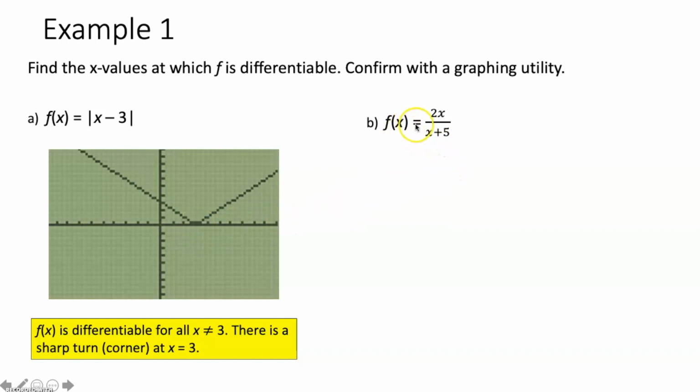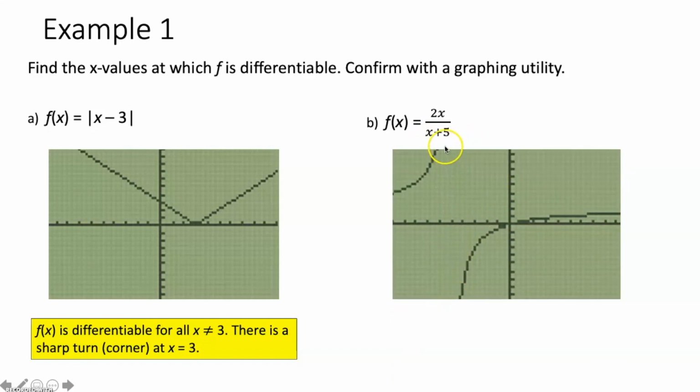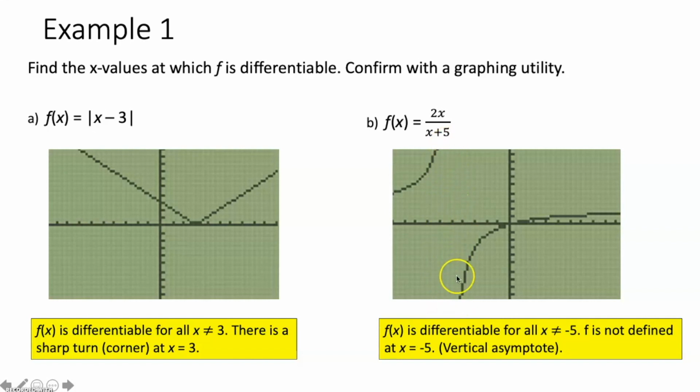Part B, we have f of x equal to 2x over x plus 5. This is a rational function. So right away you're thinking, okay, there could be a discontinuity here, either a hole or an asymptote. So does anything cancel? No. So that leaves us with an asymptote. So there's going to be an asymptote at whatever value of x causes the denominator to equal 0. So that would be at x is equal to negative 5. So at x is equal to negative 5, we should have a vertical asymptote, which we do, meaning that the function is not differentiable at x is equal to negative 5.